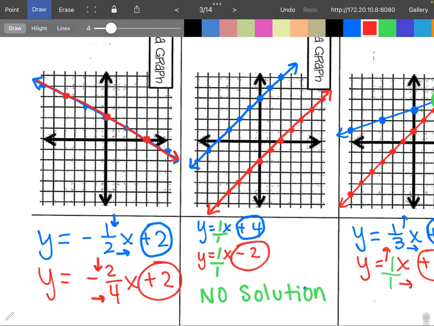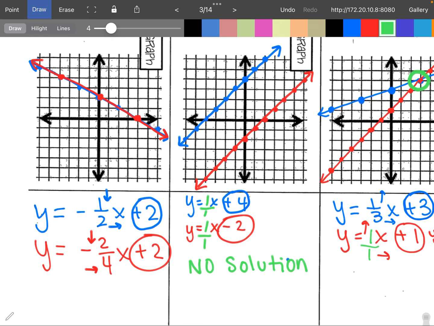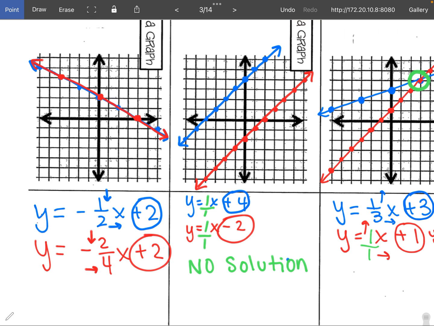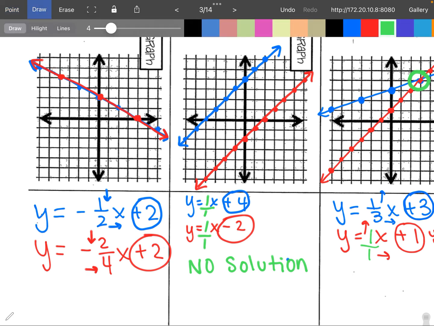So look at this. This line is constantly intersecting with the original line, which means that there are all kinds of solutions. It's constantly intersecting there. So we're going to say that there are infinitely many solutions.